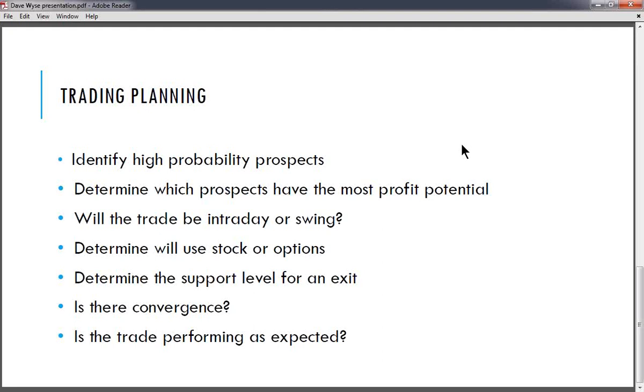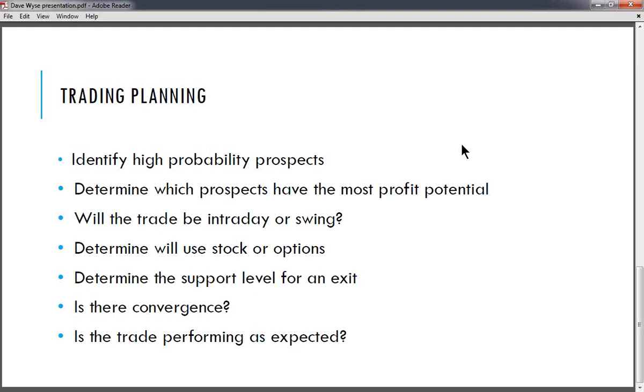Now, beyond that, when I take a look at the prospects, I have to make a determination of which ones of these prospects have the highest profit potential. And I'll go into what particular method I use to do that. Then I have to look at the trade, and I have to make an initial determination whether I'm going to trade this stock for an intraday trade or a swing trade.